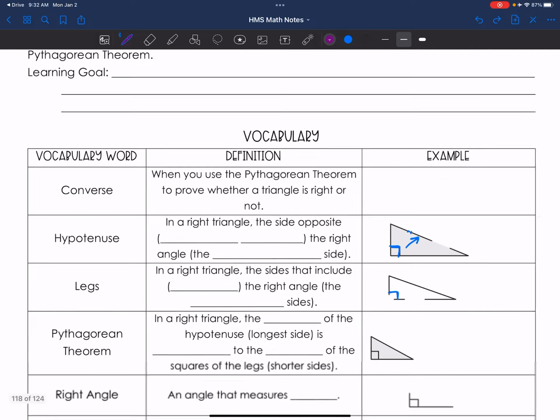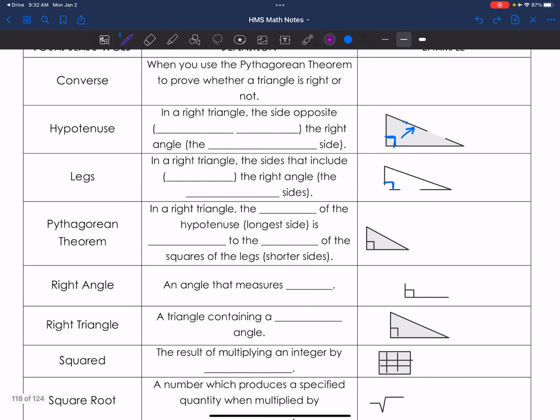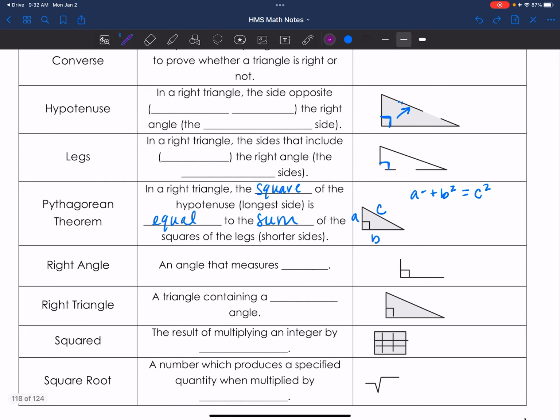Our vocab, we're going to start with what the Pythagorean theorem is. It is, in a right triangle, the square of the hypotenuse is equal to the sum of the squares of the legs, the shorter sides. So a squared plus b squared equals c squared.